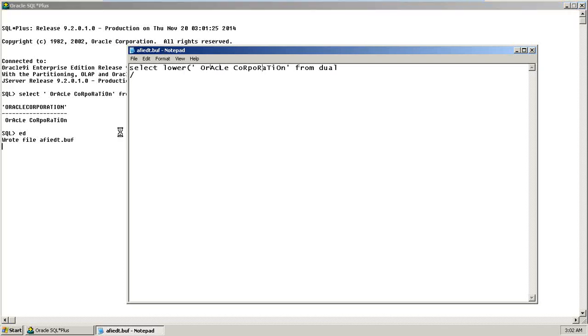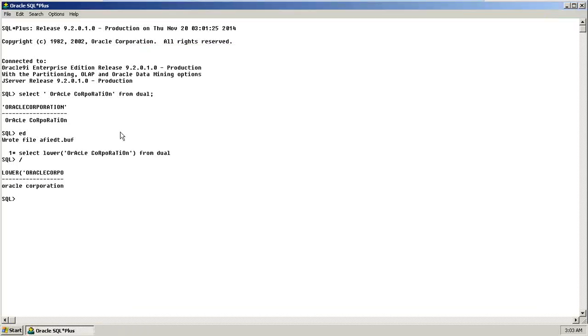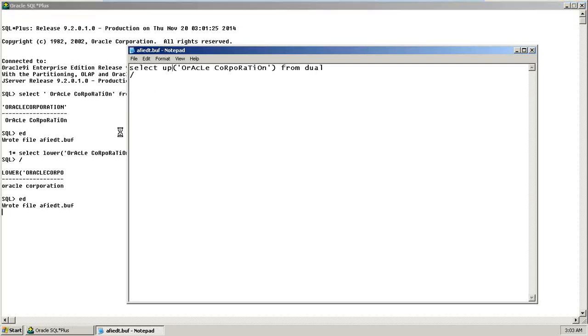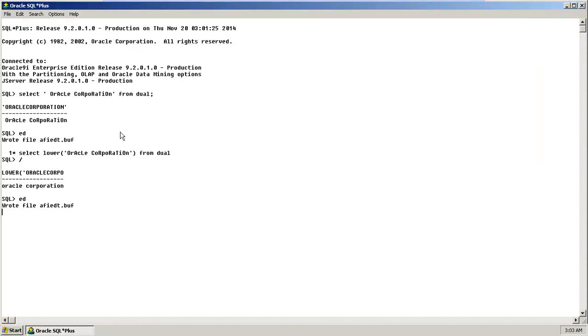Lower is one of the string functions, one of the character functions in SQL Star Plus, in Oracle SQL, which is used to convert the string into lowercase. Similarly, I have another function, that is the upper function. It is used to convert the text into uppercase.